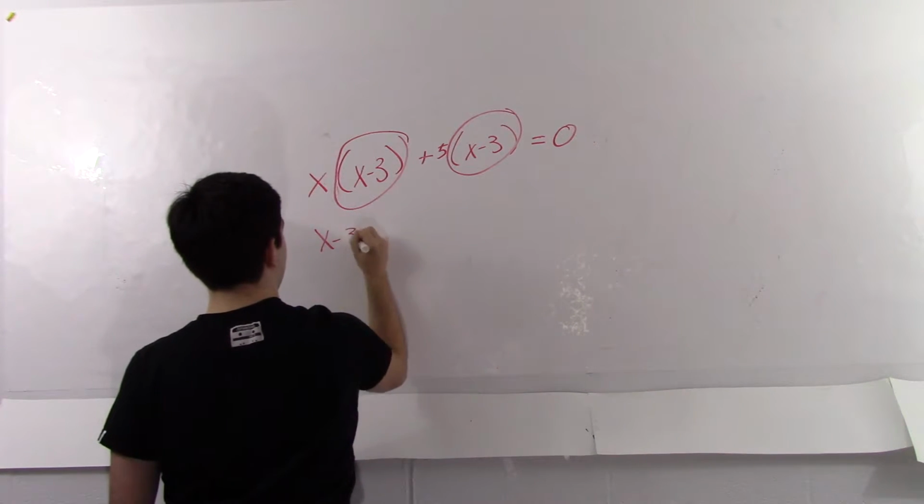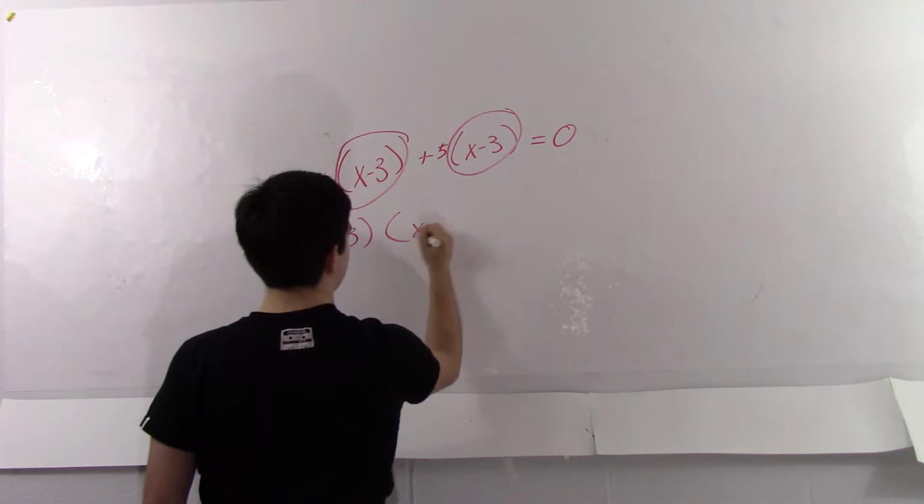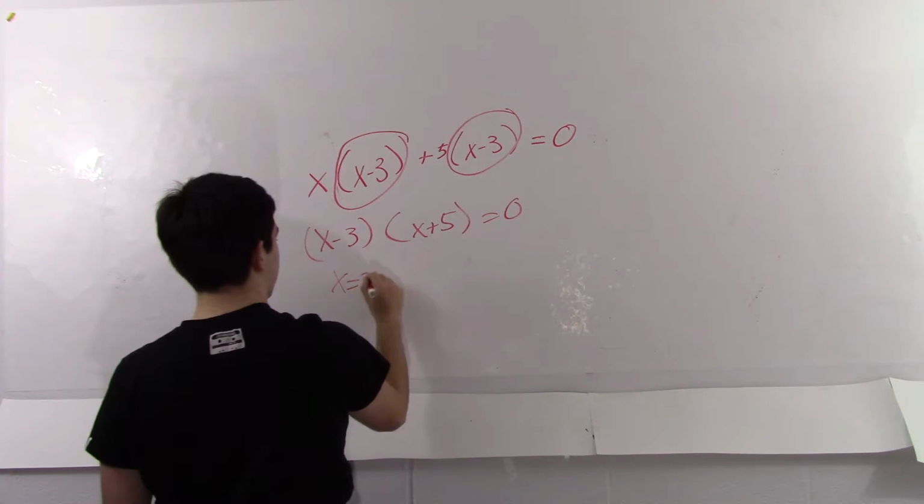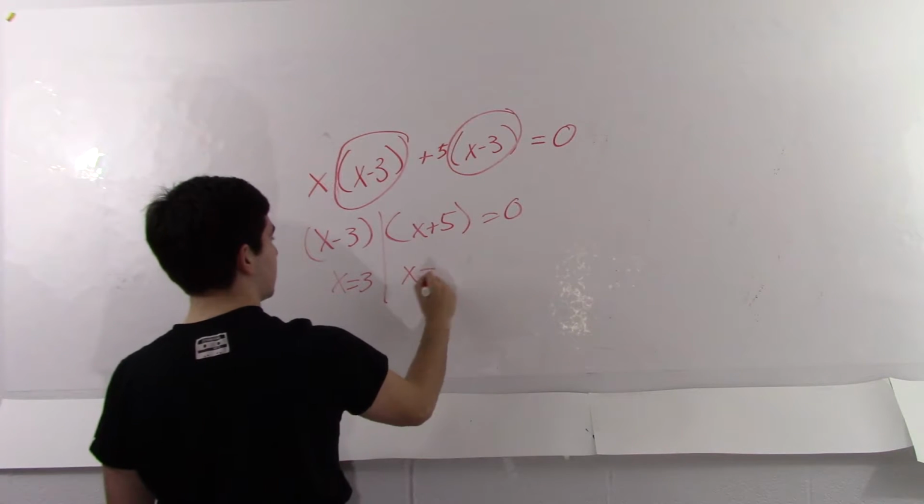Now, again, here we have a greatest common factor of x minus 3. So we pull out x minus 3, and what we have is x plus 5 equals 0. x equals 3 once we split this up, and x equals negative 5.